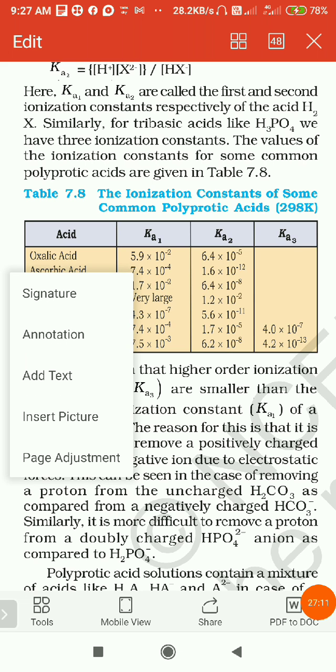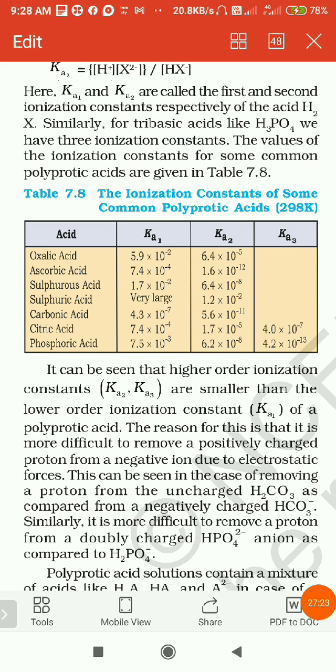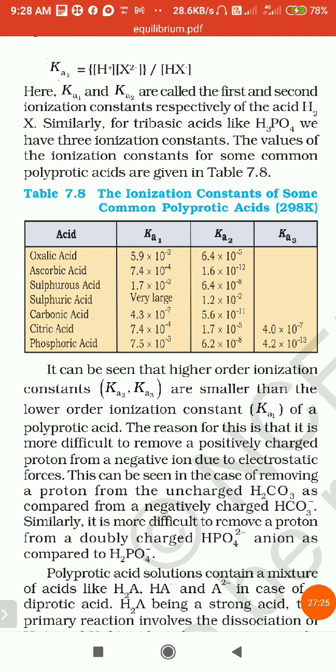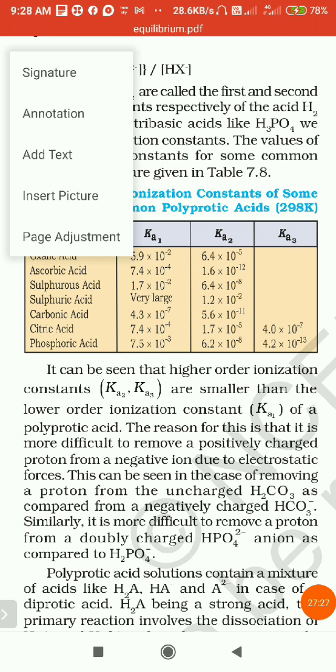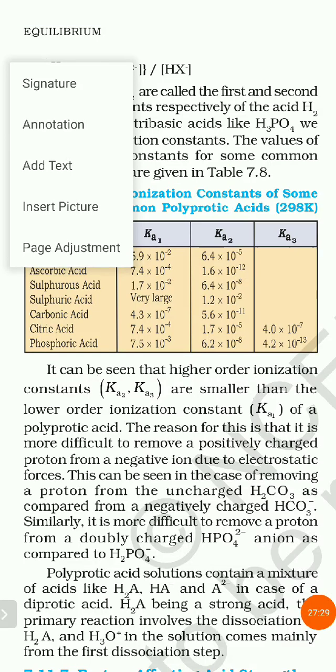Oxalic acid, how many hydrogen ions are there? There are two hydrogen ions only being produced. COOH, COOH. That means two protons only are present there. That's why you write Ka1 and Ka2 values like that. Next, ascorbic acid. Next, sulfurous.